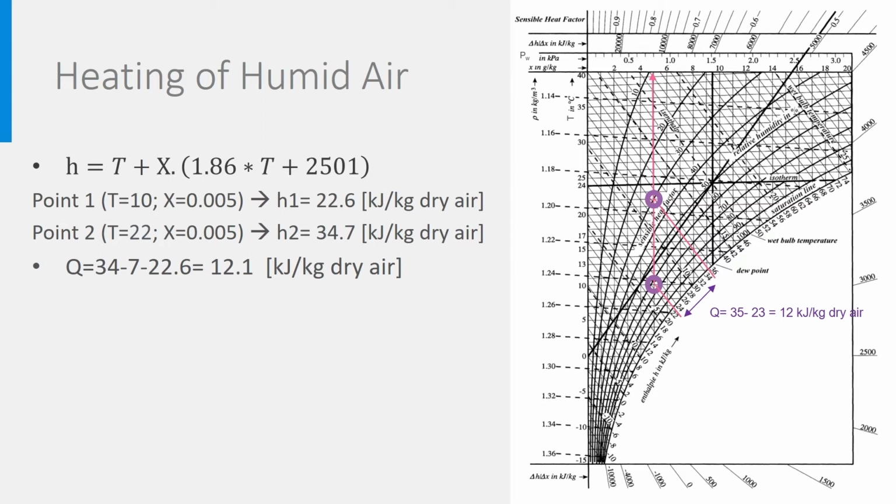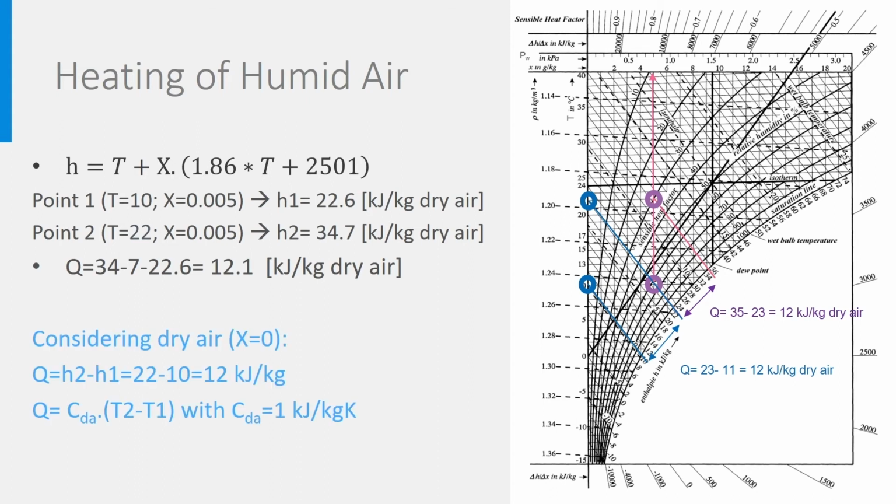I have a question for you now. Would we obtain another result if we would consider the air as being dry air with zero absolute humidity? Well, on the diagram, we can see that the result would be identical. If we calculate it using x equals 0, we find Q is H2 minus H1, which is 22 minus 10, equals 12 kJ per kilogram.